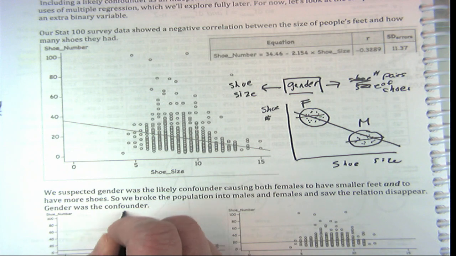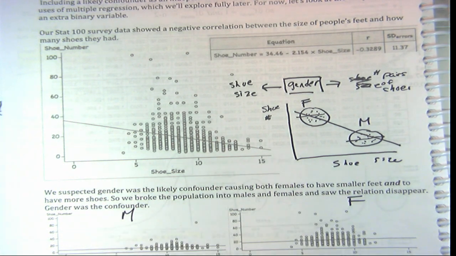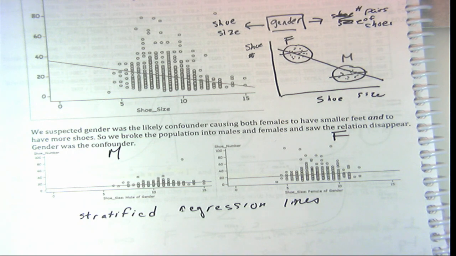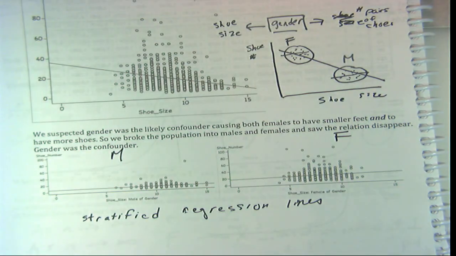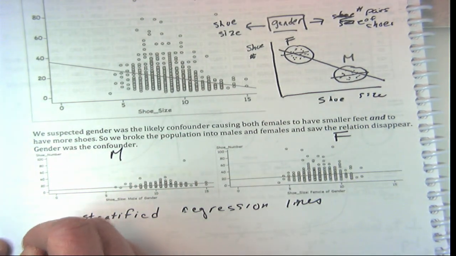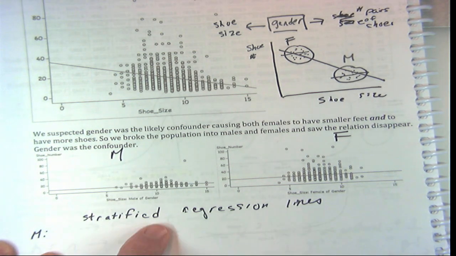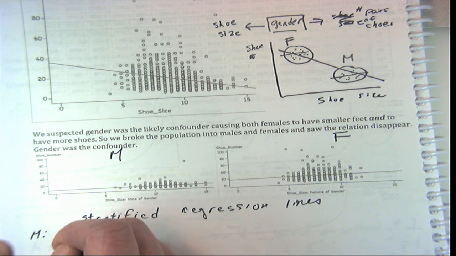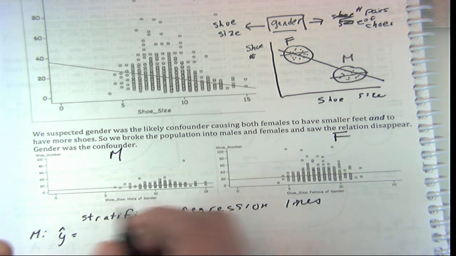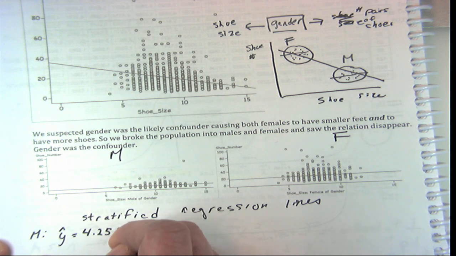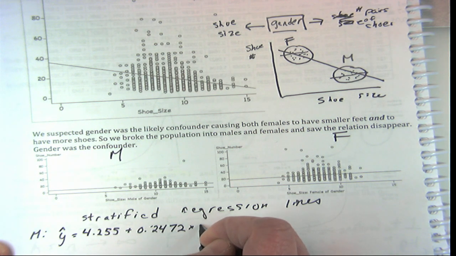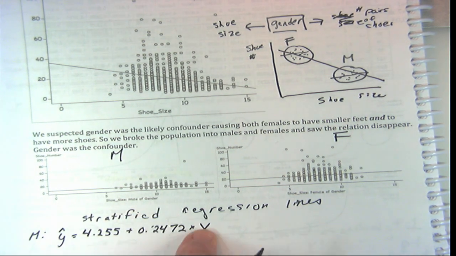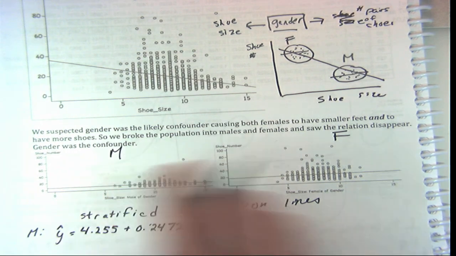And this one is the males, and this one is the females. Maybe I should write down what they were so we don't forget. When we force their slopes to be equal, they're almost equal. When we force them to be equal for males, we got two different regression lines here, the stratified ones. And here we said, okay, our predicted Y, which is our number of shoes, is equal to 4.255 plus 0.2472 times X, which was just the shoe size. Okay, that's what we got here.